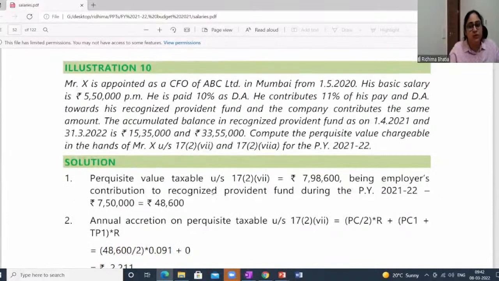This first part is clear, right? Wherever the contribution is more than 7,50,000, the excess would be your perquisite value. Now, how will we calculate the annual accretion? Annual accretion calculation is very typical. You have to remember the formula.